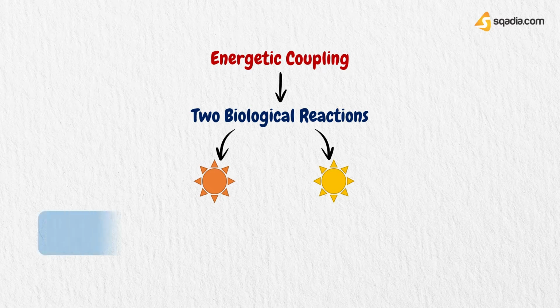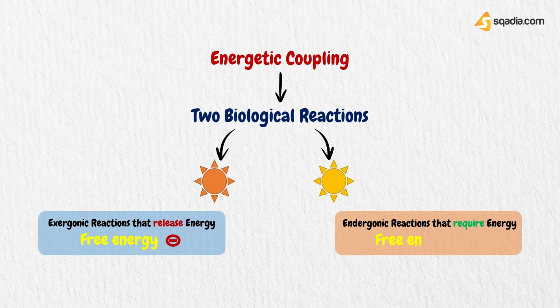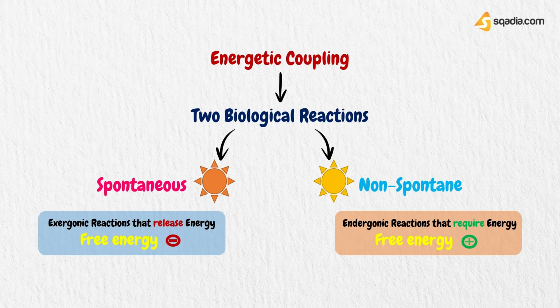An exergonic reaction is a type of spontaneous reaction where there is release of free energy. Here, free energy is negative, while endergonic reactions are the reactions where energy enters the system. The free energy here is positive, and they are not spontaneous. For coupling, the two reactions must be linked in such a way that a common intermediate arises.